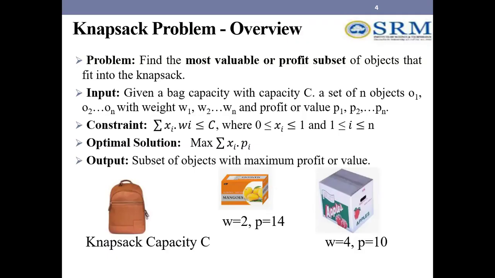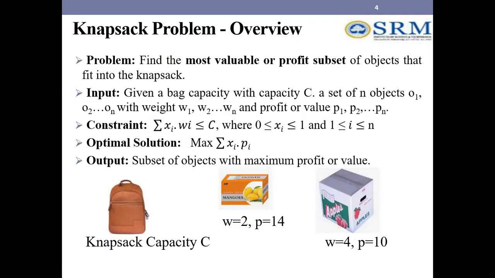Input: there are n objects with a weight and a value or profit. So O1 to On are the objects, W1 to Wn are the weights of each object, and the profit or value for each object is given as P1 to Pn. Here, what's the constraint? The total weight of the items put into the knapsack should be less than or equal to the knapsack capacity. That is sigma of wi xi. If the item is selected, the xi value is 1. If the item is not selected, we are not adding the weight, and that value will be 0.